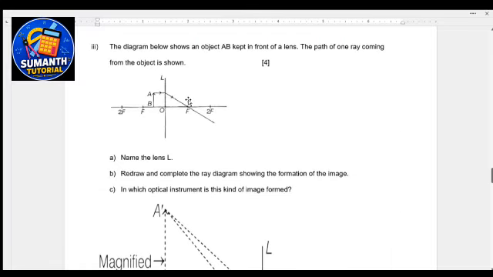Yeah, see here, this is a diagram based question, and this question is carrying 4 marks. What does the question say? The diagram below shows an object AB kept in front of a lens. A path of ray coming from the object is shown. This is the diagram. So name the lens. Now see here, observe this part as it is converging. So the lens is convex. 1 mark. If you write convex, you will get 1 mark.